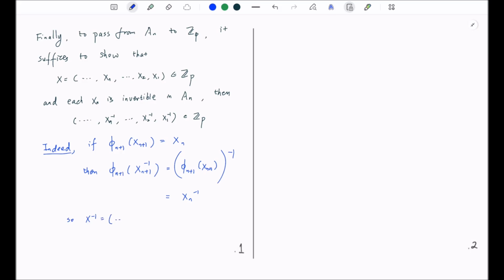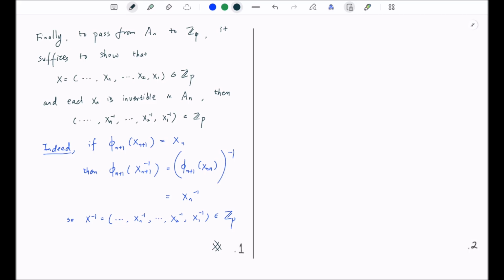And this gives a well-defined inverse in Z_p. So this sequence is not just in the infinite product, but also compatible. So it is in Z_p. And this completes part A of this proposition.